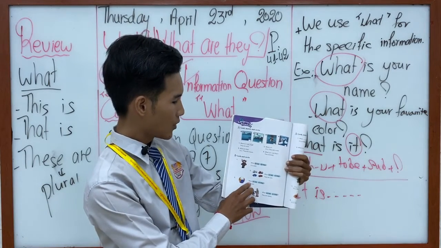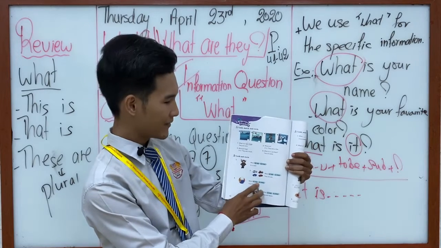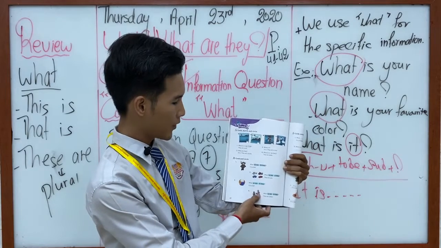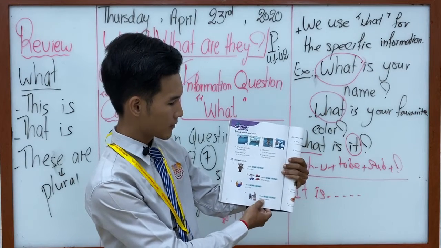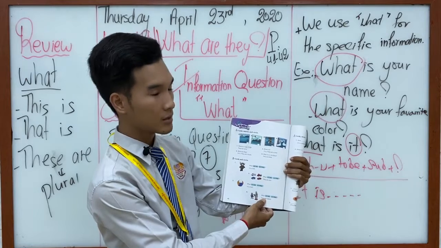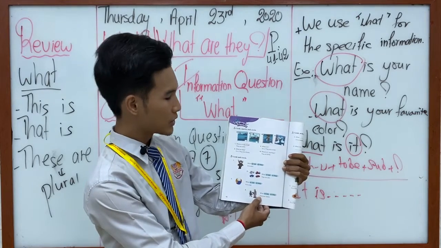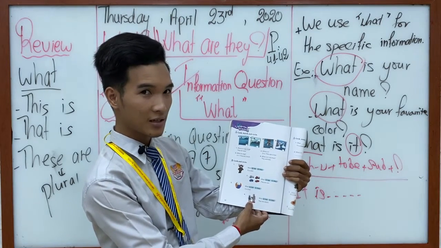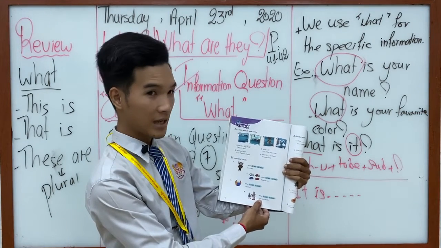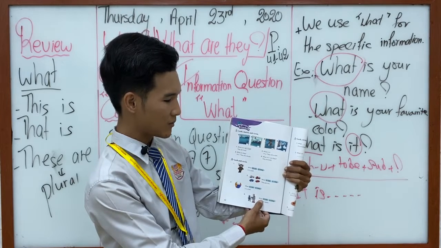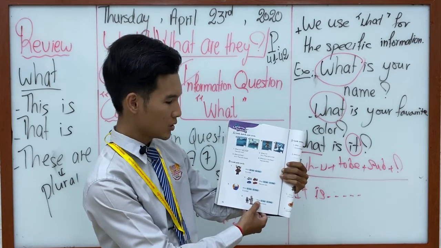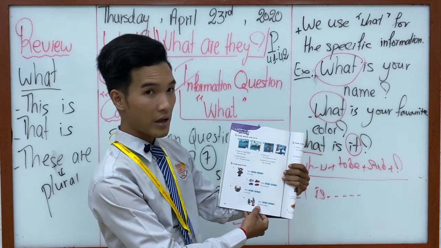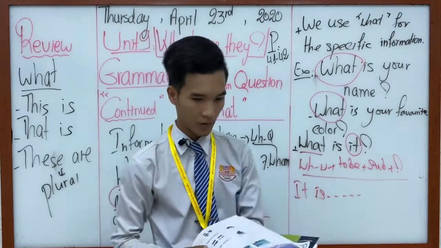Number 3, what is it? Very good. What is it? It is a ball. Number 4, look at the picture. Singular or plural? Should be singular. Are you sure? Singular? No, right? Because the answer they said they are, so the question must be are they? So what are they? So the answer, they are robots. Okay.